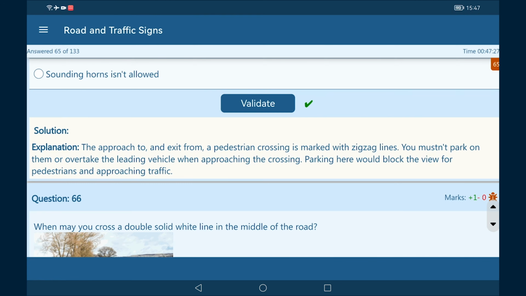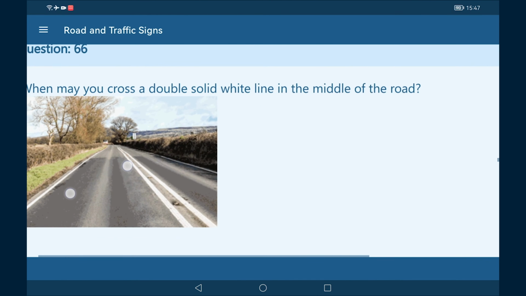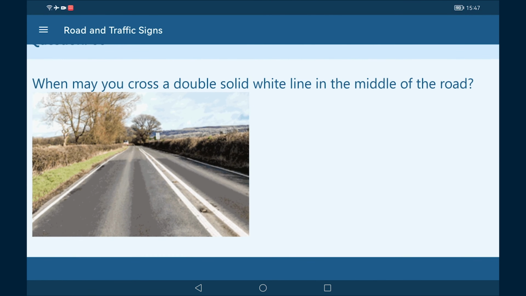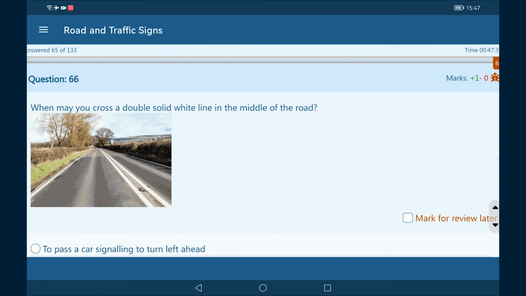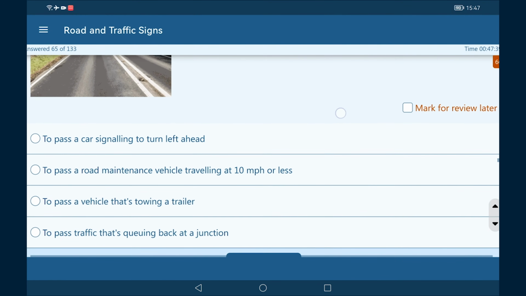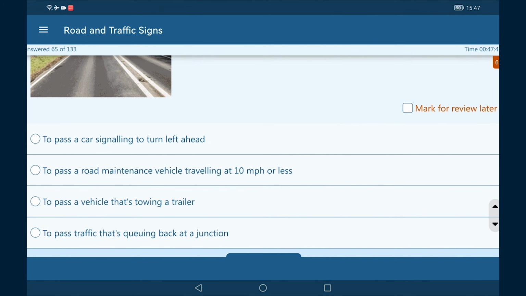Question 66. When may you cross a double solid white line in the middle of the road? Option 1. To pass a car signaling to turn left ahead. Option 2. To pass a road maintenance vehicle traveling at 10 miles per hour or less. Option 3. To pass a vehicle that's towing a trailer. Option 4. To pass traffic that's queuing back at a junction. The correct answer is Option 2. That is, to pass a road maintenance vehicle traveling at 10 miles per hour or less.